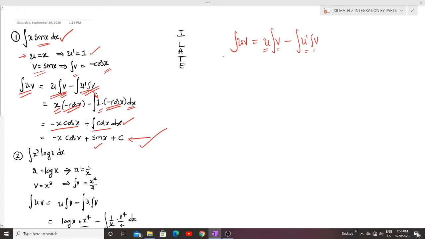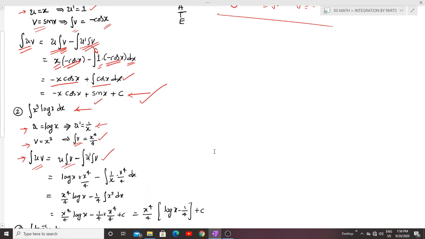So the formula is important. Okay, now the second question: integration of x cube into log x. For that I took u is equal to log x, because in ILATE, L is coming first. Then x cube is equal to v, algebraic is coming next. Now u is equal to log x, its derivative u dash is 1 by x. v is equal to x cube, the integration of v is x power 4 by 4. So write the formula once: integration of uv is equal to u integration v minus integral of u dash integration v.